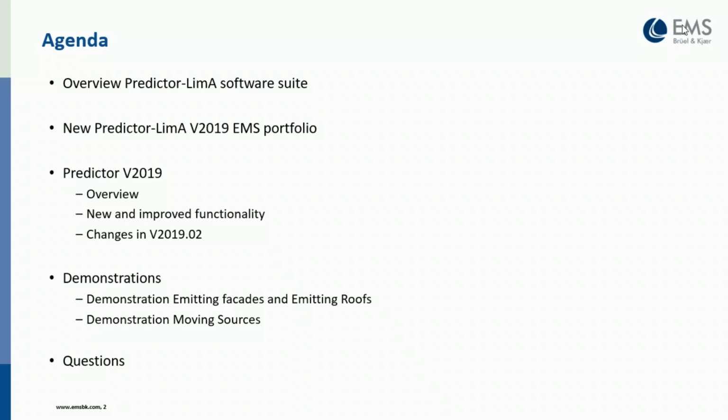Then I'll go into Predictor 2019, give you a short overview, give you an overview of the new and improved functionality, and I'll show you the changes in the version 2019.02 that has been released just last month. And then I'll go into some demonstrations on emitting facades and emitting roofs, as well as moving sources.